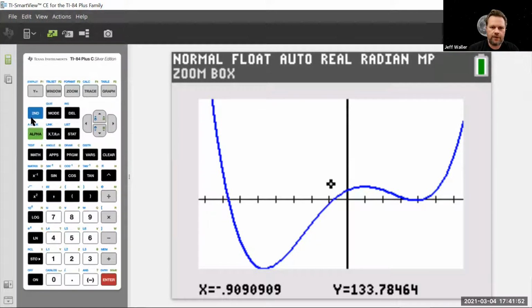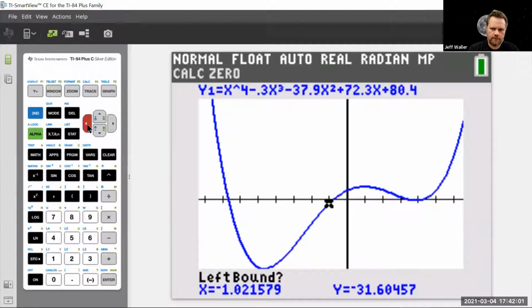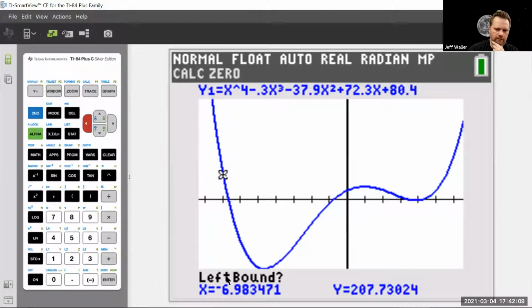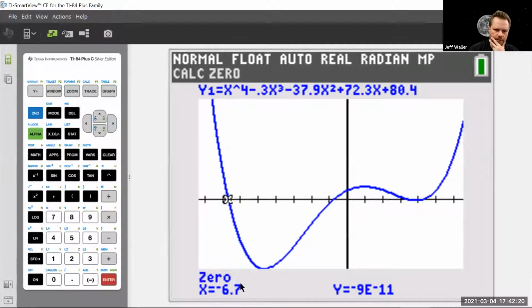Now, if I do second calc 0, I can find the zeros. So I'm going to do one of these, and once you see how one of them works, you can do more later. So I hit on the left side of the answer, on the right side of the answer, and then right on top of the answer, as close as I can get. And there's the 0.